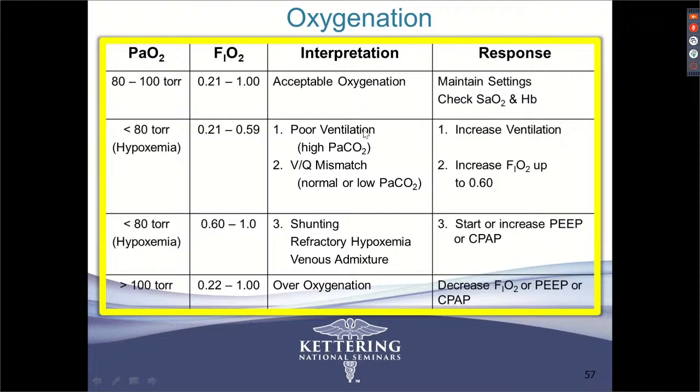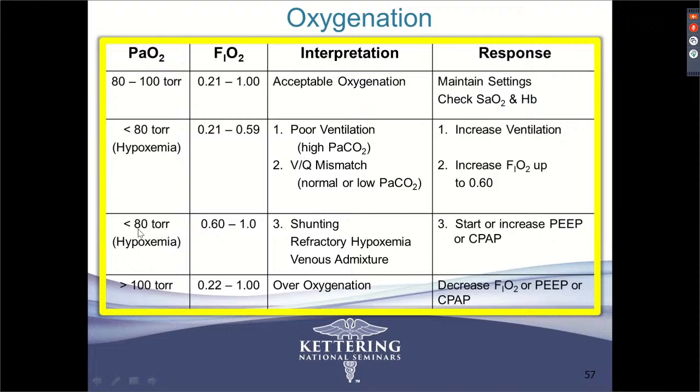Here's the solution to poor ventilation. Well, we've already said this. You increase ventilation. Guess what the solution is to a VQ mismatch? We've already said this before. You're going to put them on oxygen. And again, you're going to increase the FiO2 up to 60%, right? Once we get above 60%, we have to treat the problem, the hypoxemia, a different way, all right? And that's where this next one comes in.